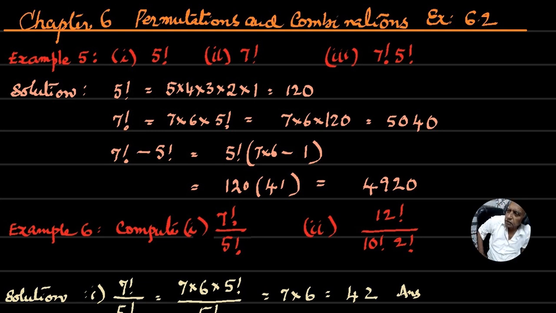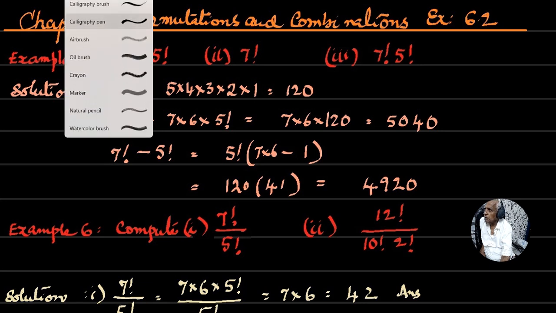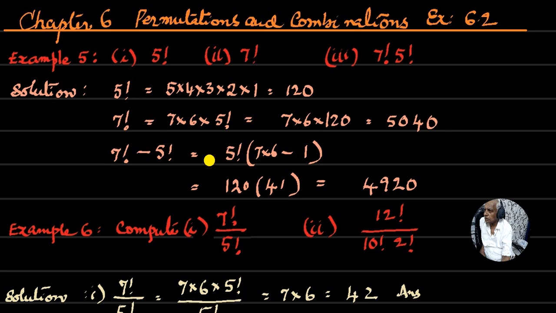Factorial 7. Factorial 7 means 7 times 6 times, and again all this comes, so I have put factorial 5. 7 times 6 times 120 is 5040.